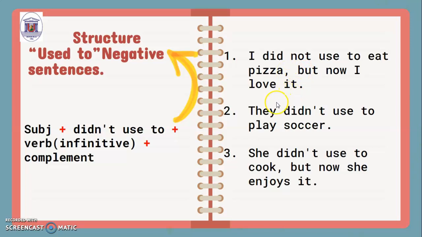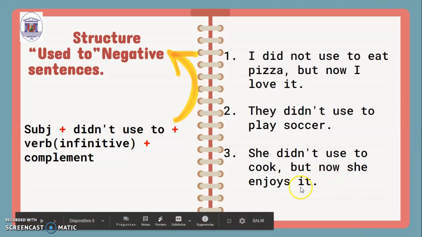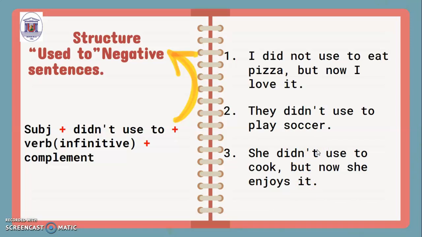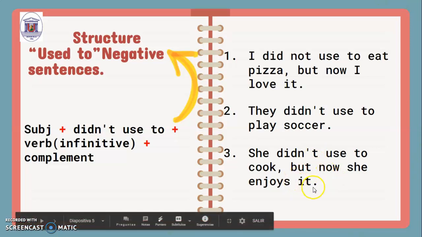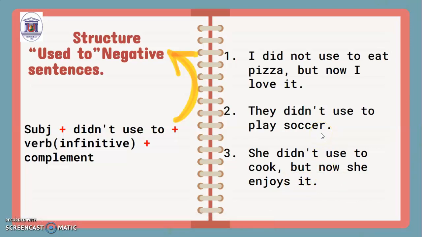Excellent. Let's read the second one. They didn't use to play soccer. They didn't use to play soccer in the past. Could be now, they play soccer. The number 3. She didn't use to cook. Maybe she didn't like it in the past, but now she enjoys it. She didn't use to do it, but now it's a hobby to cook for her. It's amazing, right? Because there are things that we didn't use to do in the past, but now we love it.